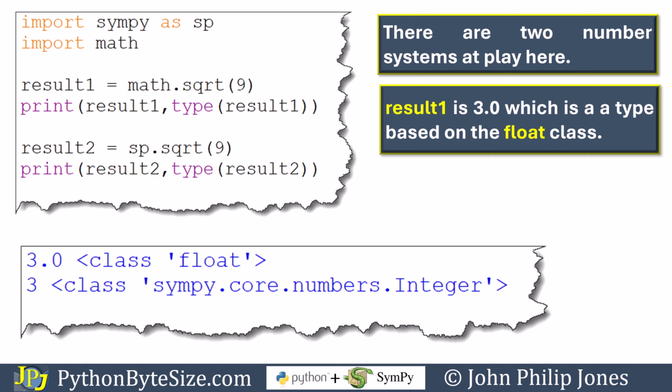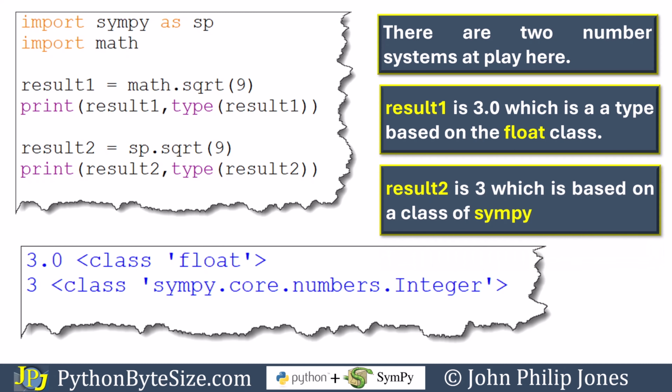Result 1 is 3.0, which is a type based on the float class. Result 2 is 3, which is based on a class of the sympy module, and that class is the integer class.